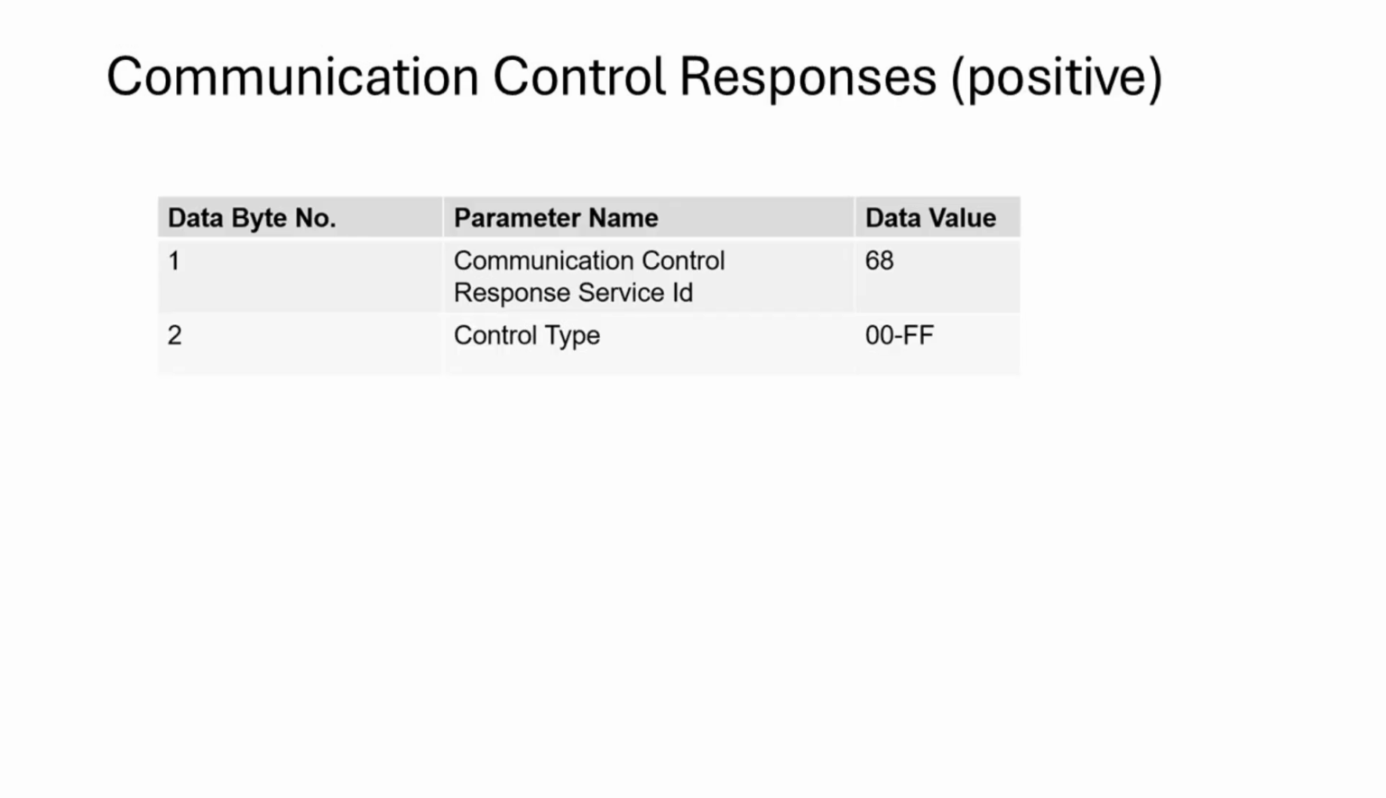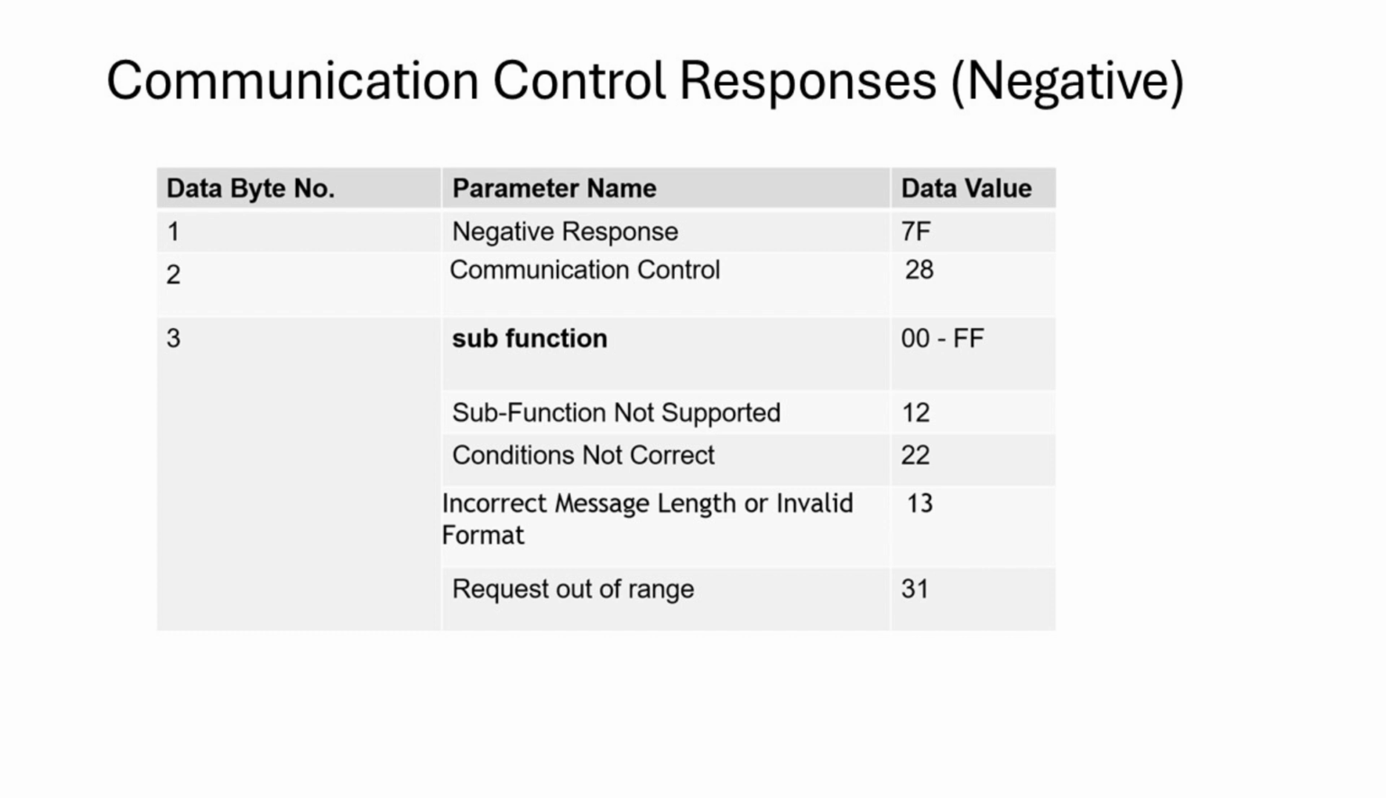Communication control response service ID is 68. So 28 plus 40 is 68, the positive response, and the control type, whether you are enabling both TX and RX, disabling both TX and RX, or only TX or only RX. Those responses we will get here. This is the same negative response, 7F 28, and one of these subfunction negative responses you can see.